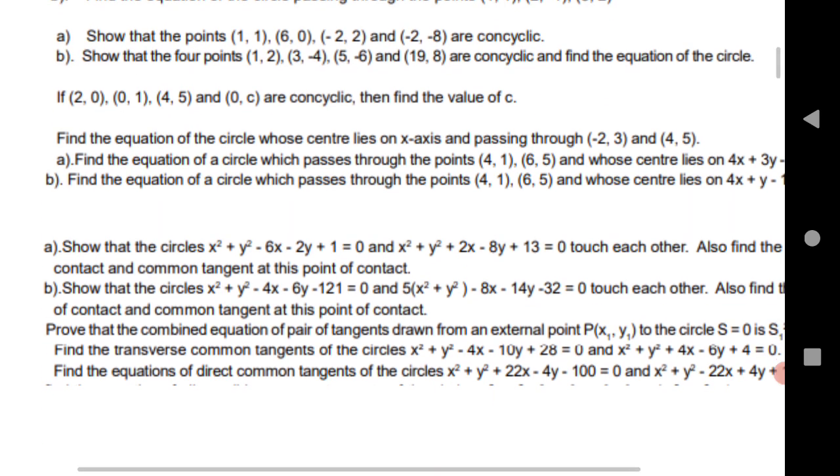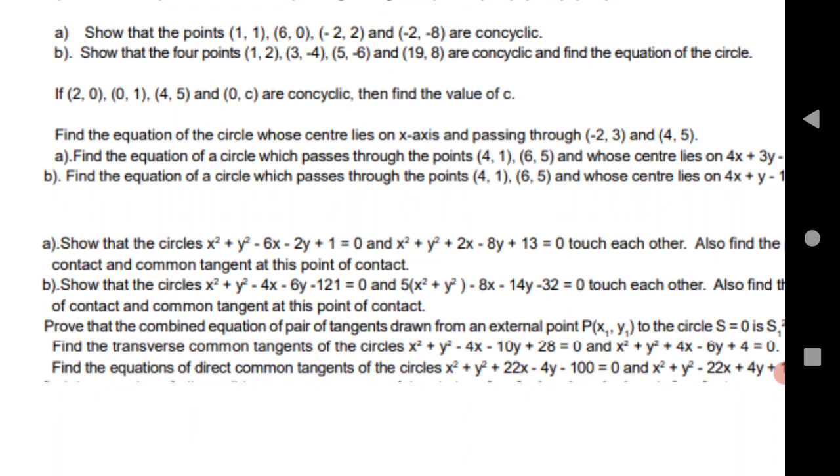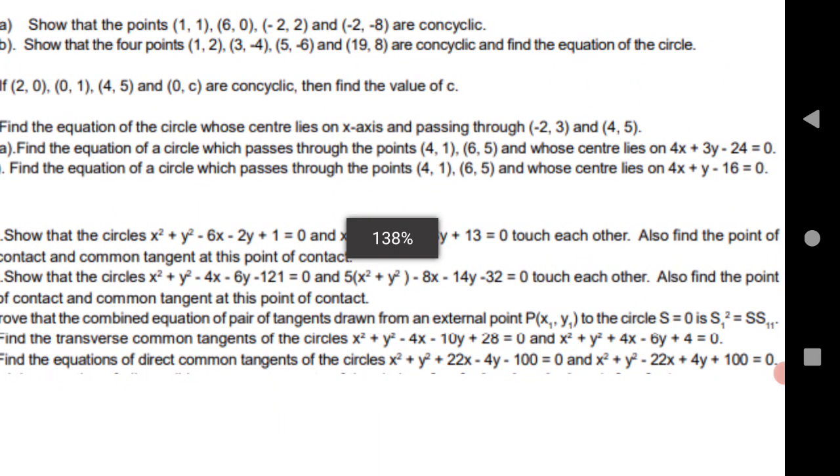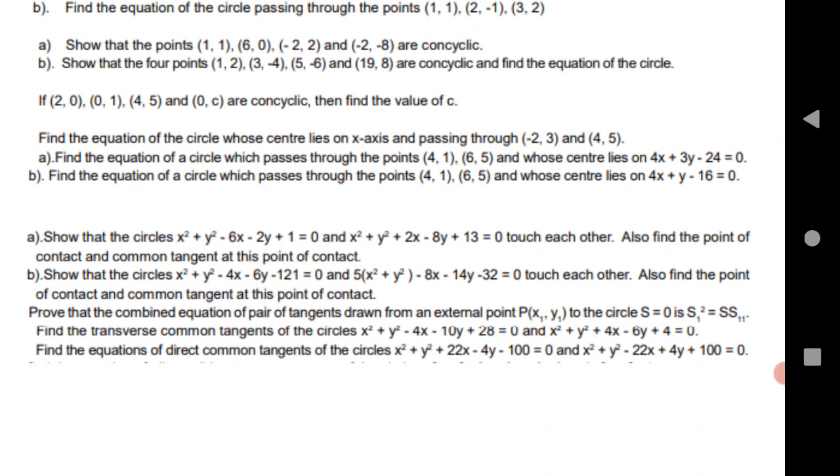Next is find the equation of a circle whose center lies on the x-axis. Sometimes they may ask a question whose center lies on the y-axis. So remember, if it is the x-axis, you have to take the point (x, 0). If it gives the y-axis, the point is (0, y). Next is find the equation of a circle whose 2 points are given, (4,1) and (6,5), and whose center lies on a line.